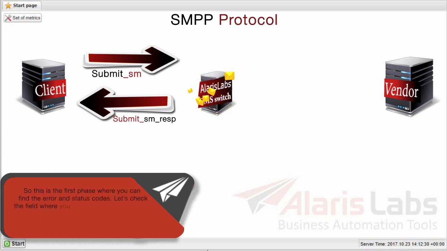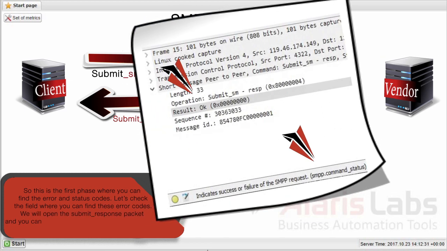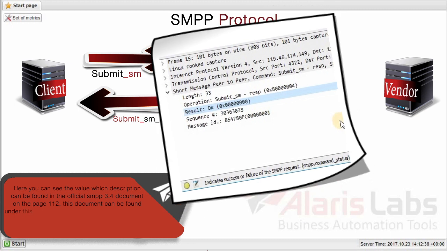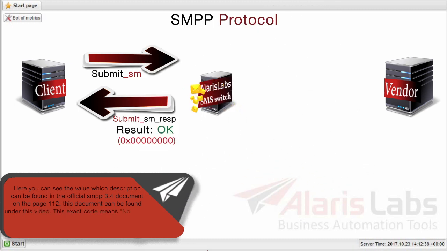Let's check the field where you can find these error codes. We will open the submit response packet and you can notice the field SMPP command status. Here you can see the value, whose description can be found in the official SMPP 3.4 document on page 112. This document can be found under this video. This exact code means no error. The full list of the supported codes will be discussed later in this video.